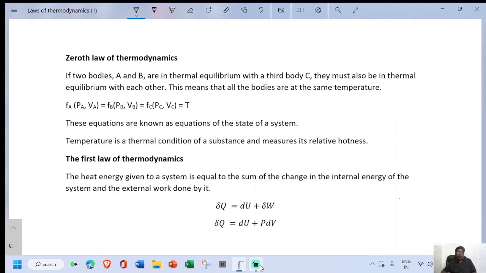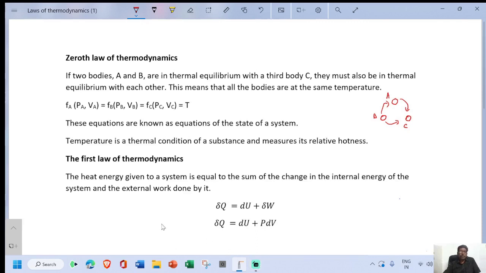In this presentation, we have talked about the laws of thermodynamics. First is the zeroth law of thermodynamics. Consider three systems A, B and C. Suppose the systems A and B are in thermal equilibrium with the system C, then they are in thermal equilibrium with each other. This means that all three are at the same temperature.